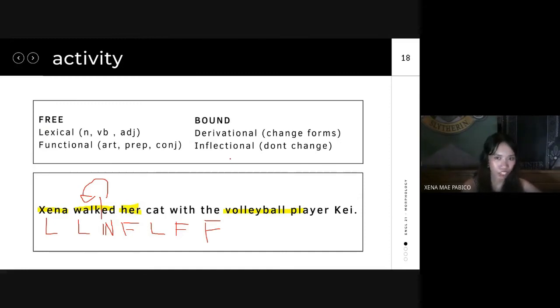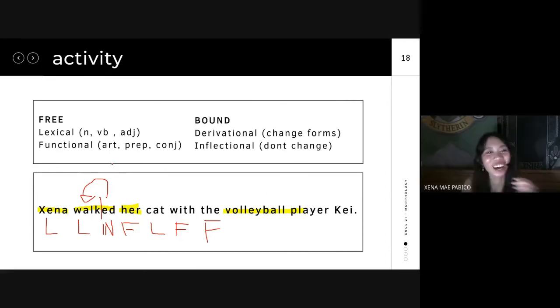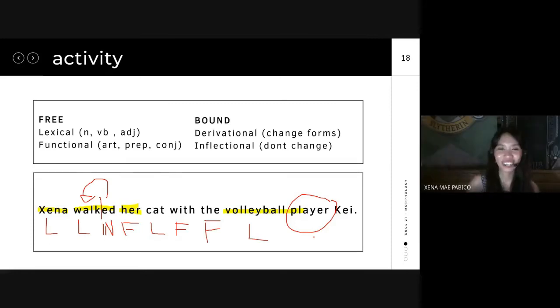Derivational? Inflectional? Inflectional. Close. The correct answer is it's lexical because it's a noun. So it's lexical. How about for the word player, Raymond? How many morphemes are in the word player? Two. Okay, yeah, that's correct.